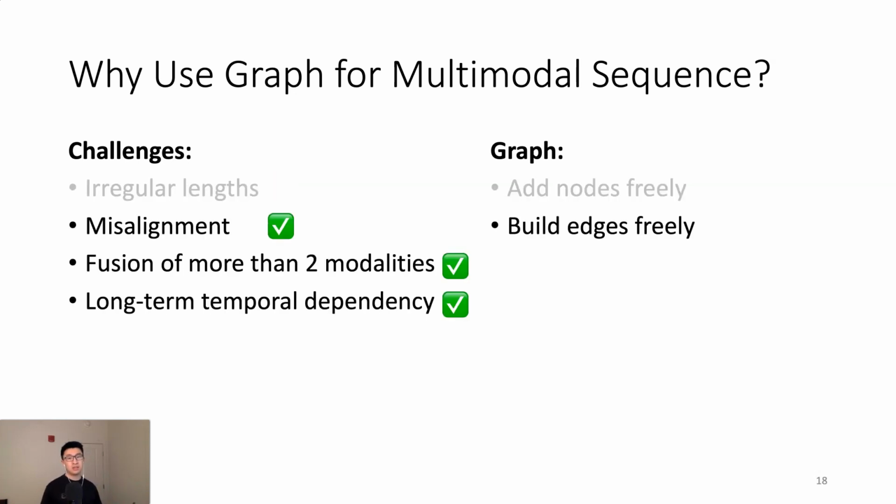And the second advantage of graphs, building edges conveniently, is a really powerful characteristic because we can basically indicate our intended inductive bias and the possible interaction between modalities. Just add an edge in the graph to guide the model to model such interaction. We'll dive into more detail about this.